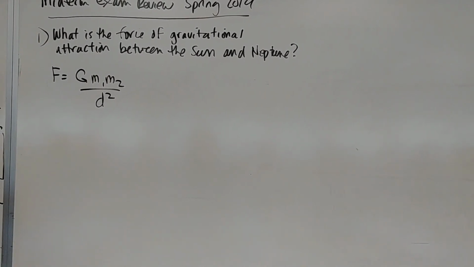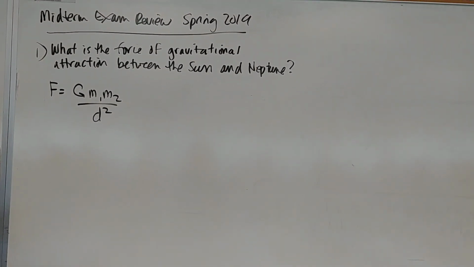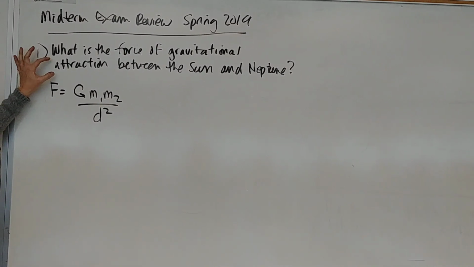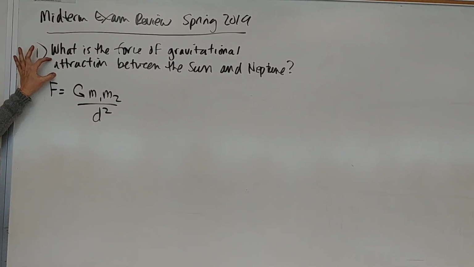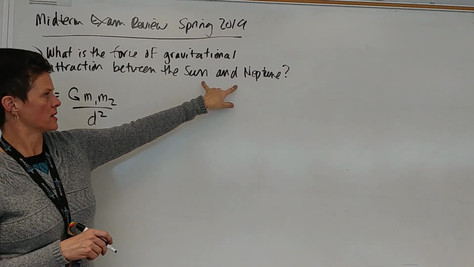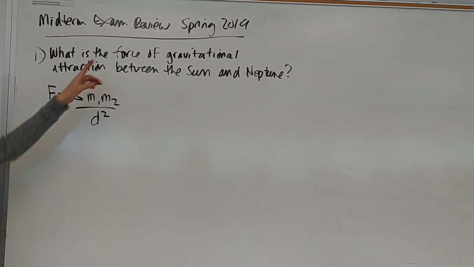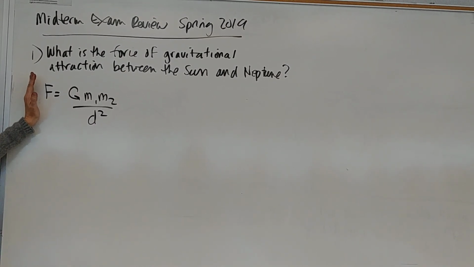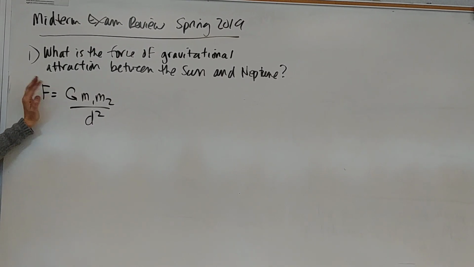This is an example problem for our midterm exam review. So we're going to ask, what is the force of gravitational attraction between the Sun and Neptune? We have a force of gravity, so now I know my Newton's universal law of gravitation is going to work here. So I've got the Sun and Neptune.